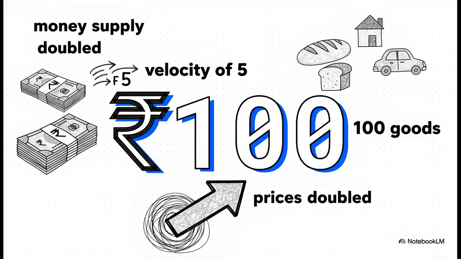And this is where you see the magic, or the danger, of Fisher's equation. With a money supply of 2,000 rupees and a velocity that's still 5, the total spending now shoots up to 10,000 rupees. But since there are still only those 100 goods to spend it on, the average price has to rise. It goes up to 100 rupees per good. The money supply doubled, and boom, prices doubled too. This is inflation in its purest, simplest form.